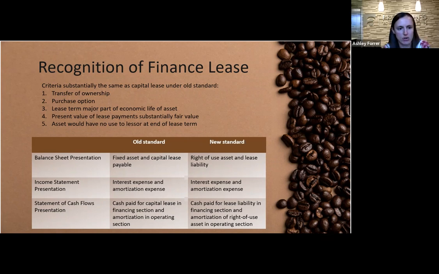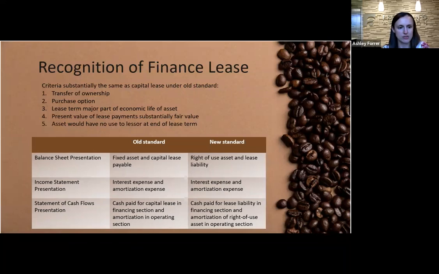And then here I just have a chart showing what our financial statement presentation looks like under the old standard versus the new standard. So under our old standard on the balance sheet, we had a fixed asset and a capital lease payable. And under the new standard, we still have an asset and a liability, and just the name of them is different. So the asset is called a right of use asset, and the liability is a lease liability. So pretty similar for those. Our income statement presentation remains substantially the same. We have interest expense on that lease liability, and we have amortization expense on the asset.